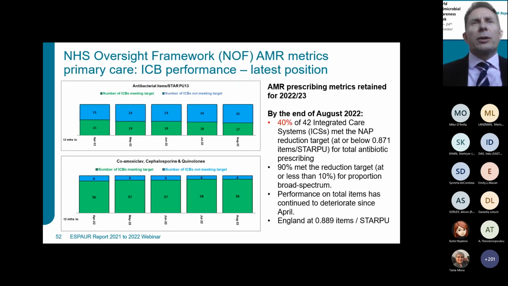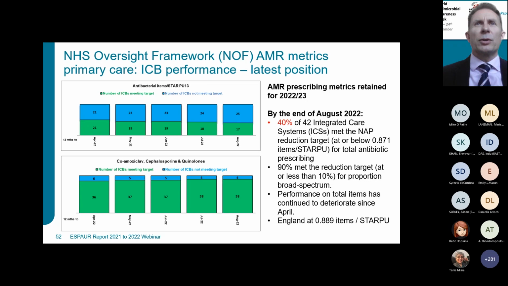And then I mentioned earlier that I would update the performance for primary care in terms of total prescribing. Similar charts. The top left chart demonstrates total prescribing per STAR-PU in terms of items, and the bottom chart is the proportion of broad spectrum drugs. So the total prescribing at the beginning of the year was, again, 50% of integrated care boards had met the target, and that has continued to decline in terms of performance.